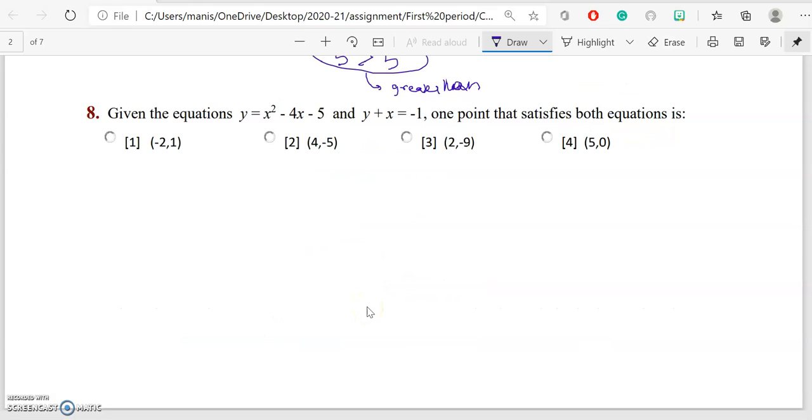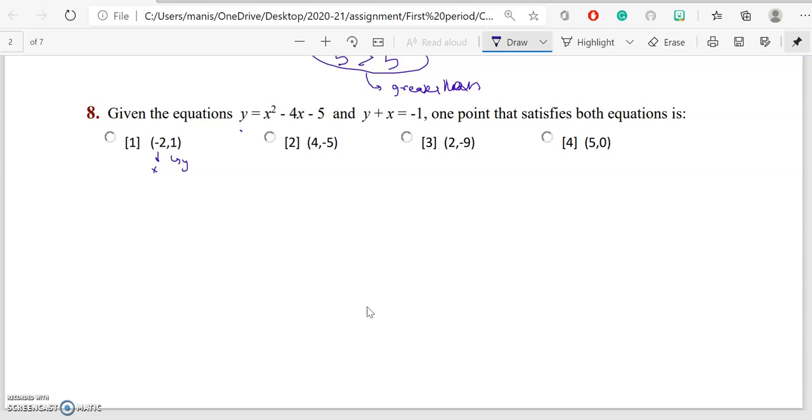Given the equations y is equal to x squared minus 4x minus 5 and y plus x is equal to negative 1, one point that satisfies both equations is. So remember, this is the value of x, this is the value of y. What they are asking is when you plug in the value of x equal to 4 in any of those, you should end up with the value of y as the second number over here. Similarly, when you plug in the value of x over here, you should end up with the value of y as the other number.